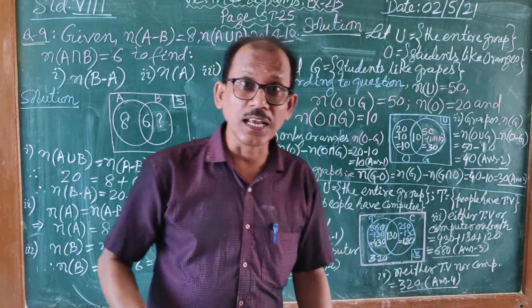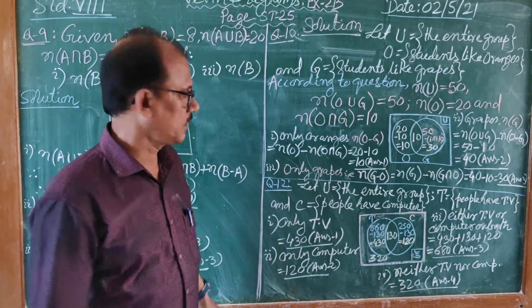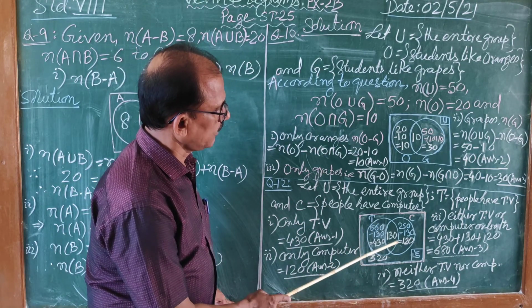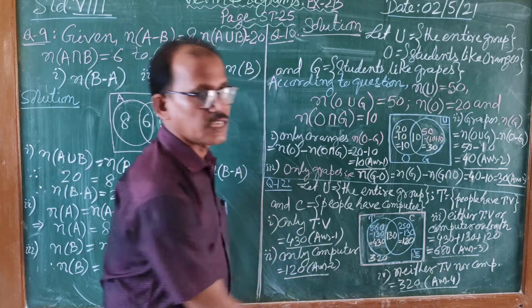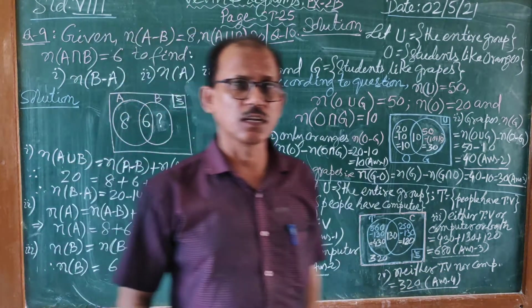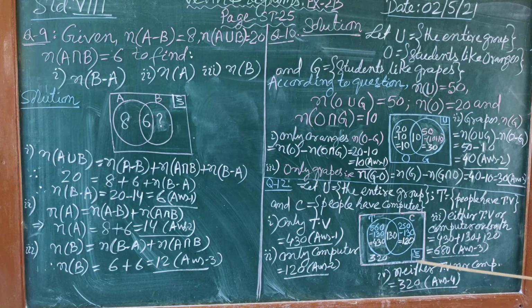Now either TV or computer or both is represented by the union part. That you have to understand. So the union part will be 430 plus 130 plus 120, altogether 680. Now neither computer nor TV will definitely be from 1000. You have to subtract that 680. If you subtract this from 1000, you will find 320. I hope things are very easy.